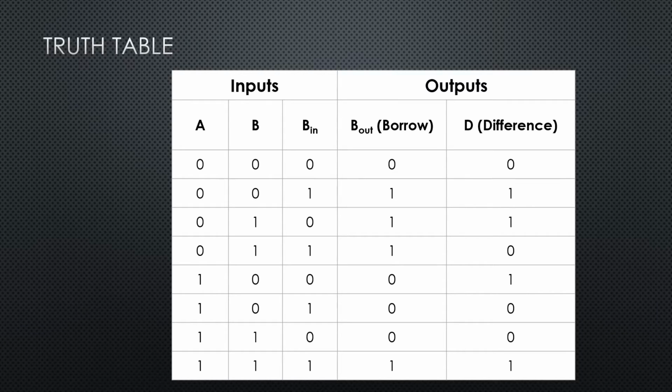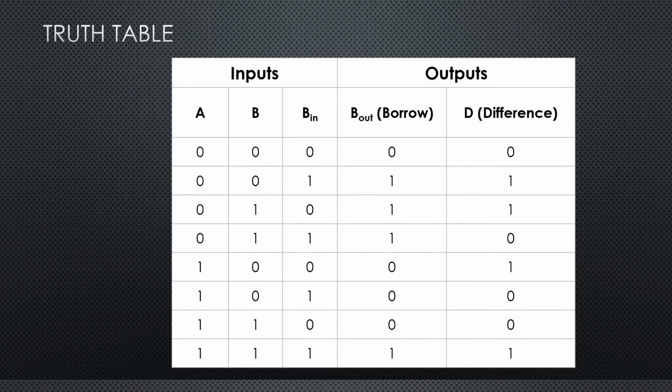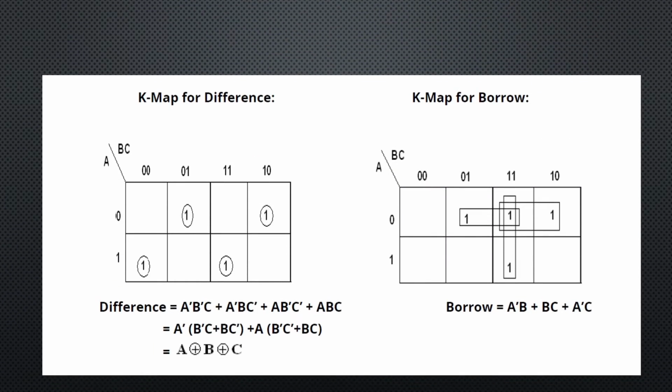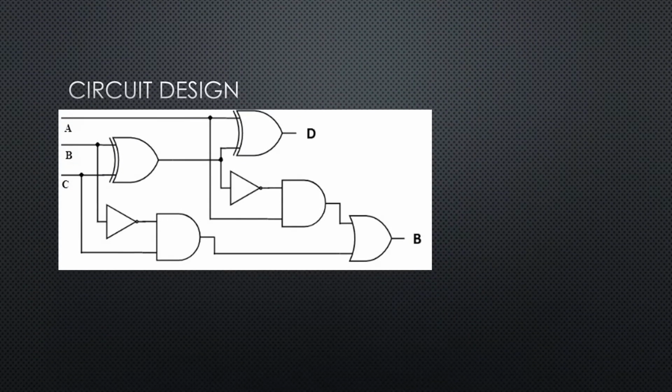When A is 1, B is 1 and B in is 0, the borrow is 0, the difference is 0. When A is 1, B is 1 and B in is 1, the borrow is 1 and the difference is 1. This is the K-map for full subtractor. This is the circuit design for full subtractor.